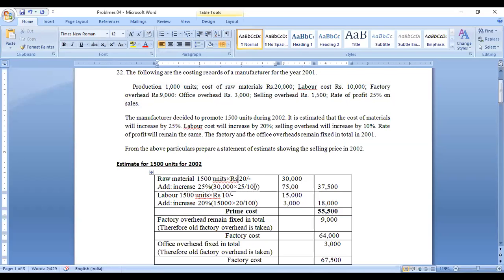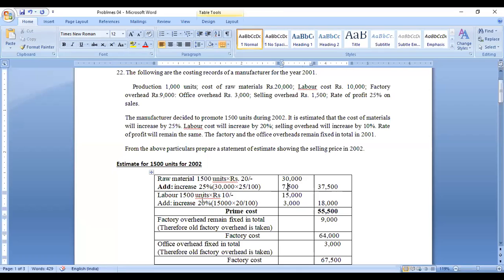In 2002, the price is increased by 25%. It is given that the materials value is increased by 25%. So 25% you have to add. Increase means add, decrease means less. So the added value is 7,500, making 37,500. Then labor.